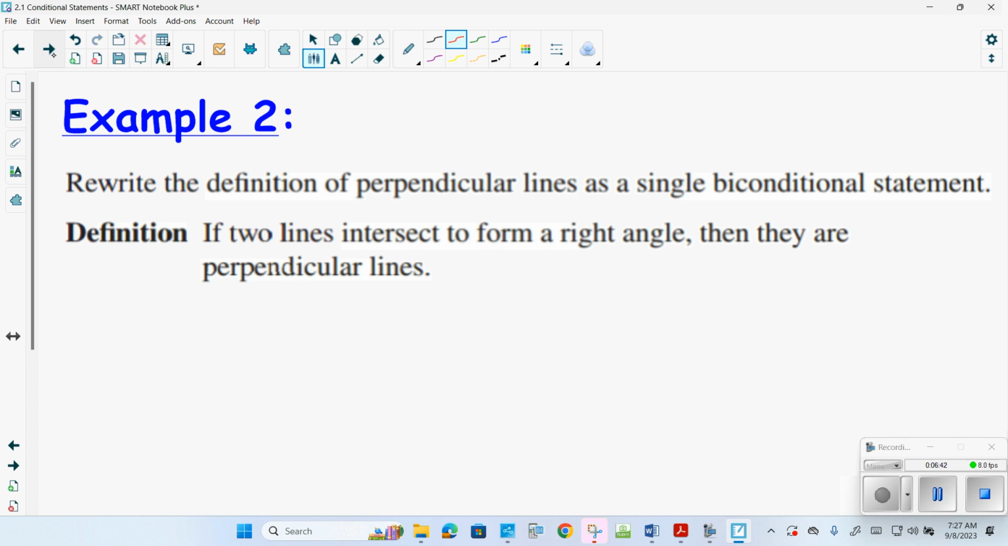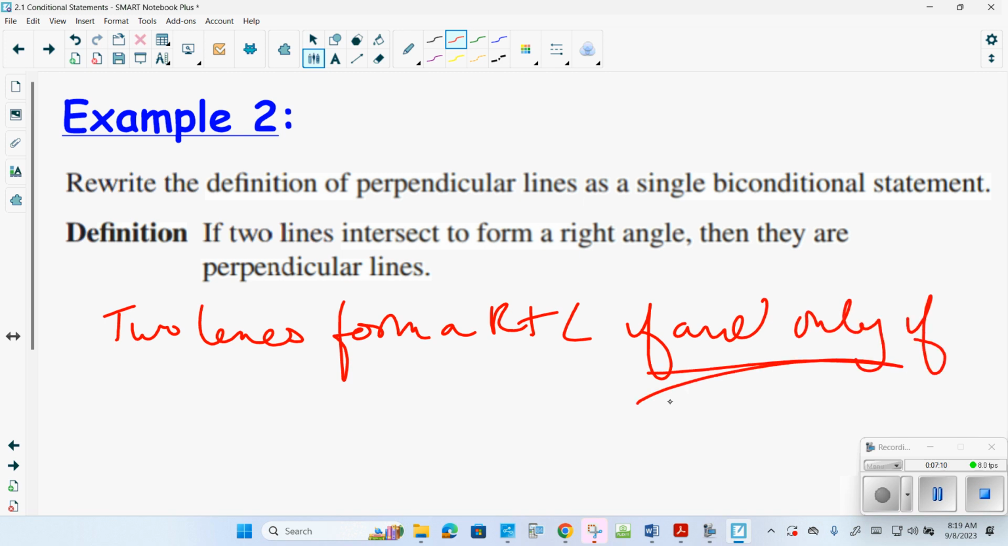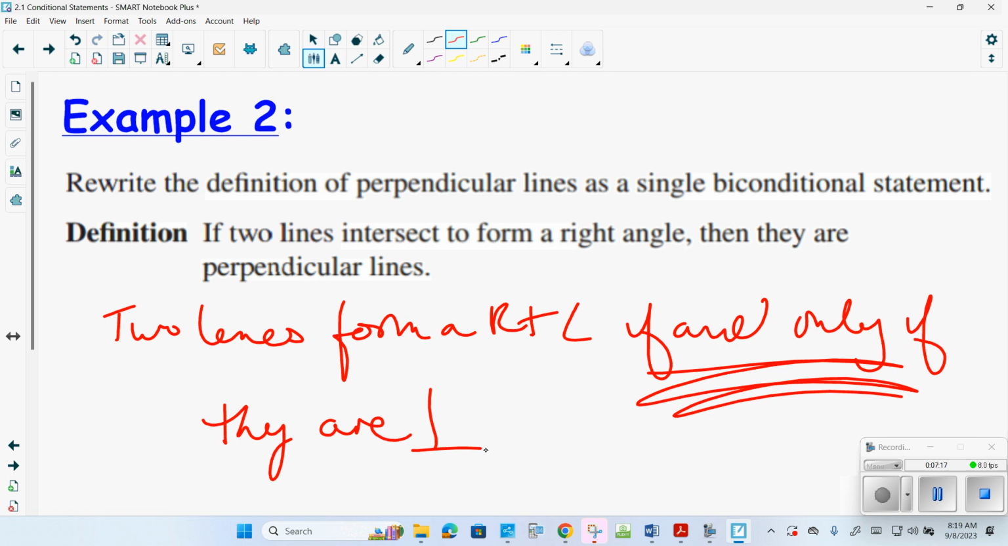Rewrite the definition of perpendicular lines as an if and only if. So, biconditional here. If two lines intersect to form a right angle, then they are perpendicular lines. So writing that as a biconditional: two lines form a right angle if and only if, this is the key when writing a biconditional, if and only if they are perpendicular lines.